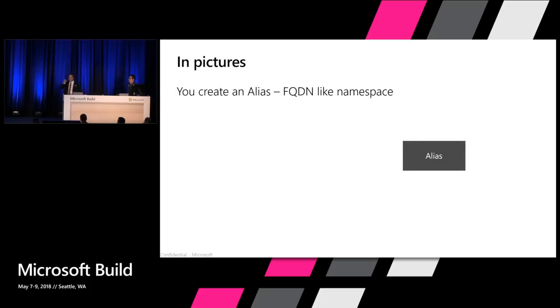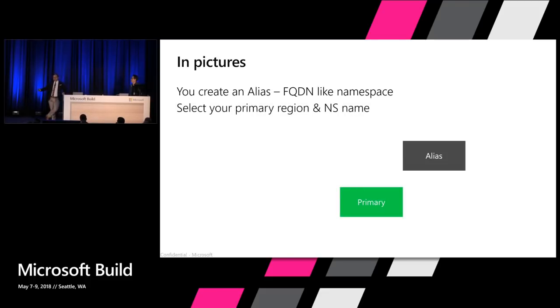What we have in GeoDR is an ability to do disaster recovery between regions in Azure. We've created a concept called an alias. It looks like the DNS namespace that I created before, but it doesn't have a region, so it's global. Then you pick a primary region or namespace that you want as your primary, and a secondary.